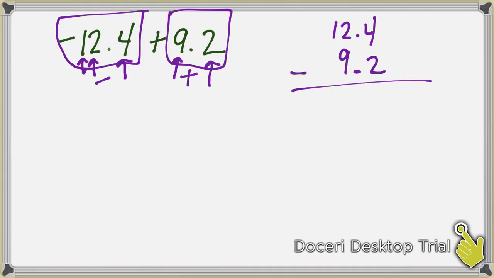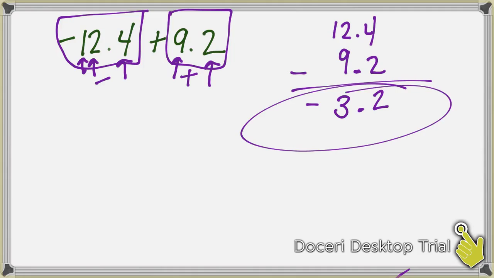So I'm going to subtract them. My decimal goes there. 12 minus 9 is going to give me 3. But then the 12.4 is bigger than the 9.2 and it's negative, so you get negative 3.2 as your answer. I'm going to try one or two more and then we're pretty much done.